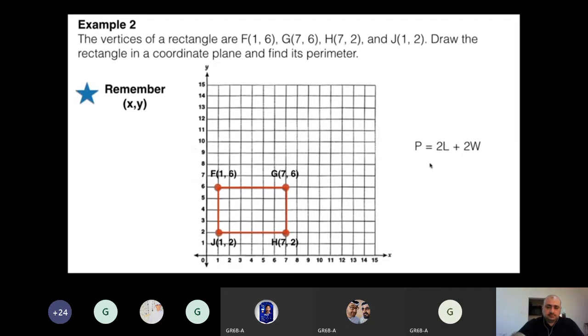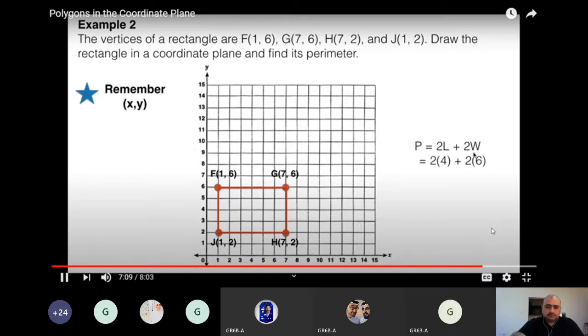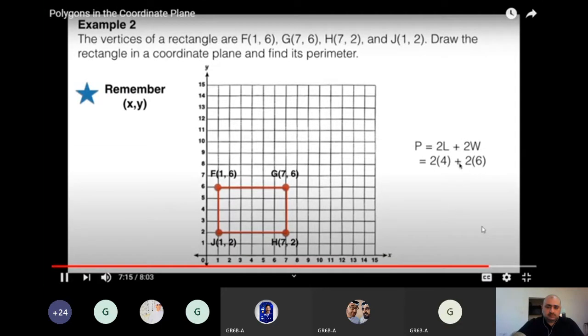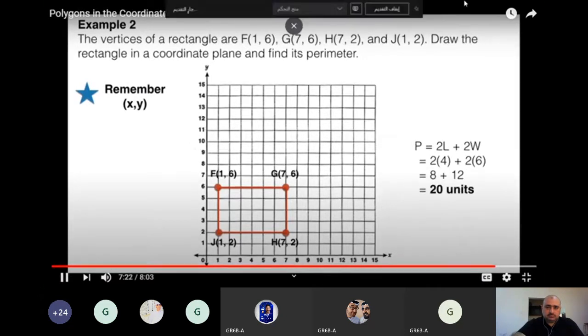So I'm going to substitute those in. L is going to be 4, and my width is 6. Make sure you use parentheses or else it's going to look like 24. But we want 2 times 4 plus 2 times 6. There's 2 of each of those. Simplify, you get 8 plus 12, which finally gives you 20.